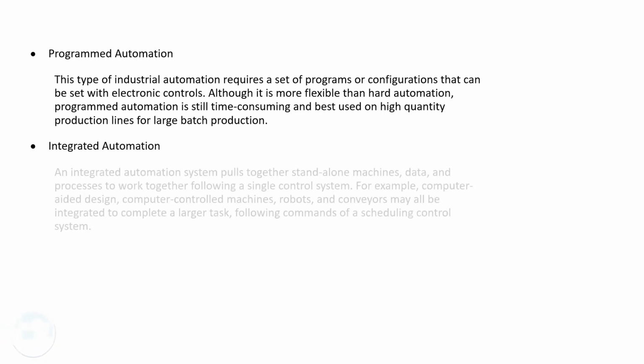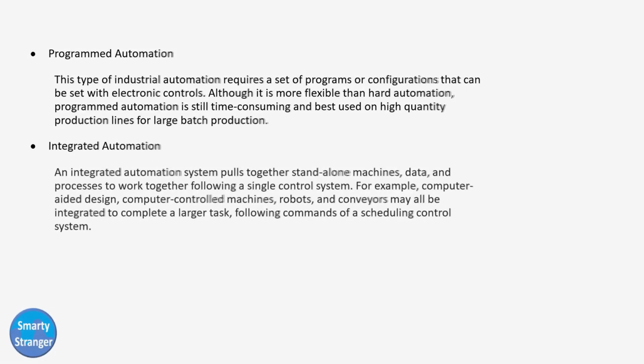Integrated automation. An integrated automation system pulls together standalone machines, data, and processes to work together following a single control system. For example, computer-aided design, computer-controlled machines, robots, and conveyors may all be integrated to complete a larger task, following commands of a scheduling control system.